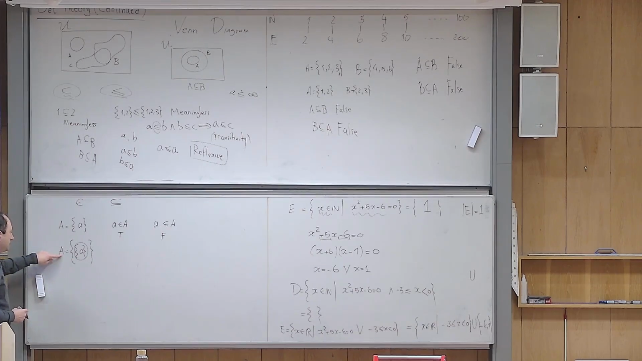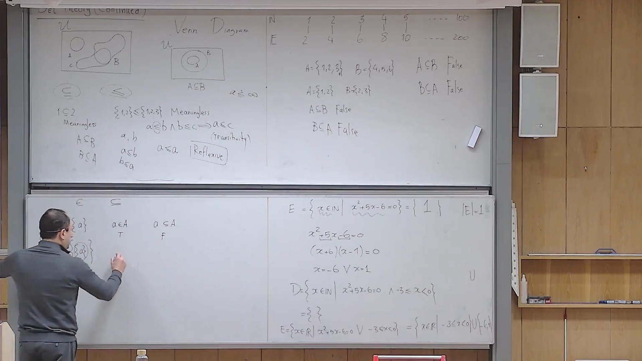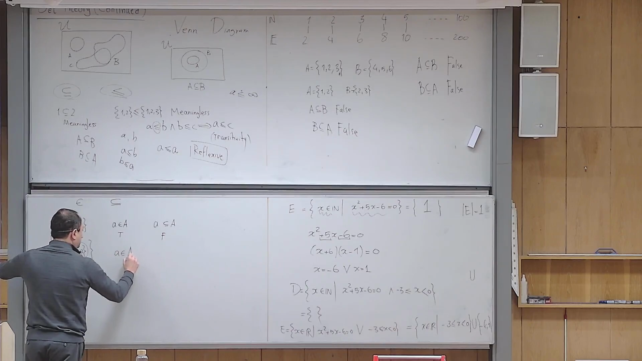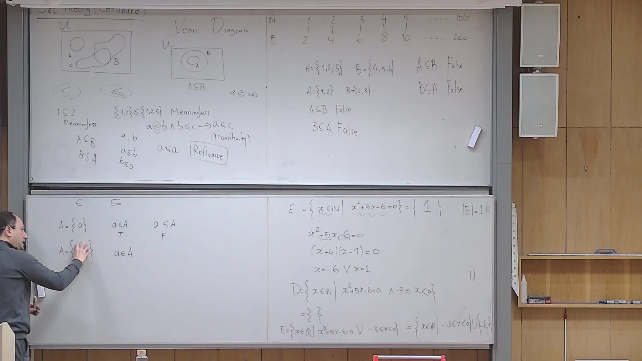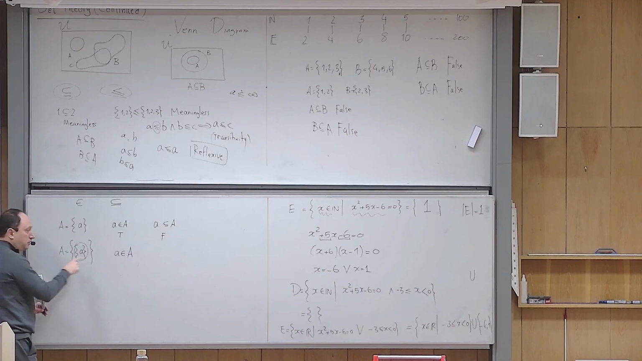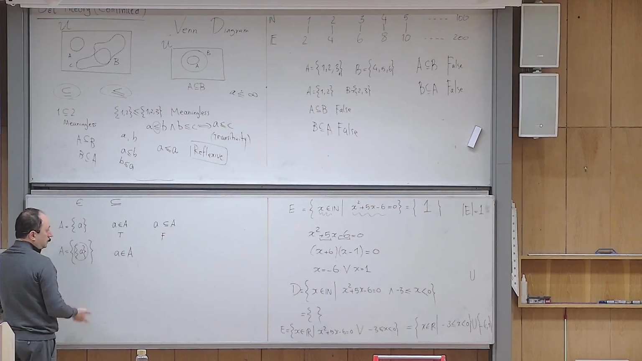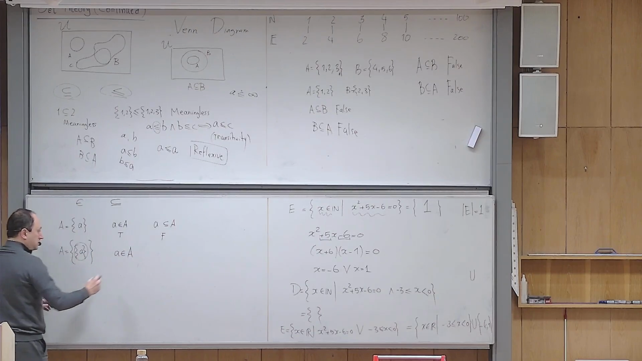What is the cardinality of this set? It is still 1. But is this true or false? No, false. This is false. Because if I ask you what is the element of A, the whole package you see here is the only element of A. And when I write A belongs to A, it is not true. Yes, it is false.